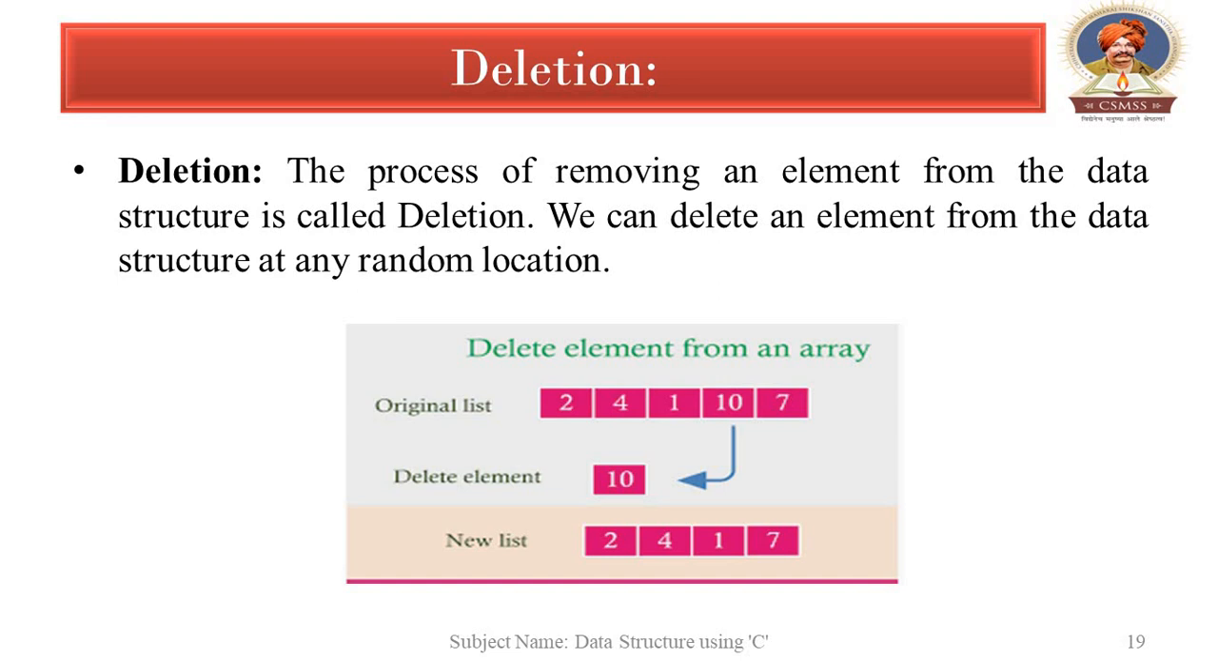Second one is deletion. The process of removing an element from the data structure is called deletion. We can delete an element from the data structure at any random location. For example, delete element from an array. Here we have to delete the element 10 from the array. So original list and delete element 10. Then the new list 2, 4, 1, 7. So 10 is deleted from the list. Such operation is called as a deletion.